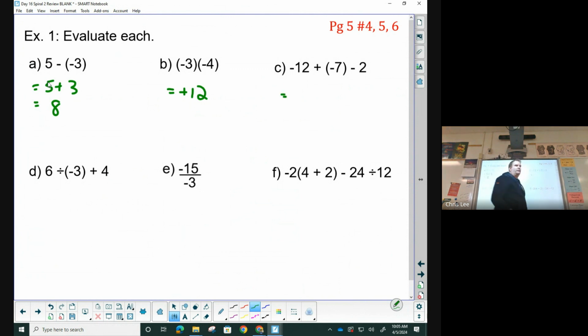Negative 12. Okay? Here, even though there's brackets, you see I'm adding a negative. Let's try and do this in my head. Negative 12, really cold. You're adding minus 7. Does that mean you're getting colder or warmer? Colder. You're adding cold, so you're getting colder. Where am I? Negative 19, and then minus 2 gets even colder. Where am I? Minus 21.